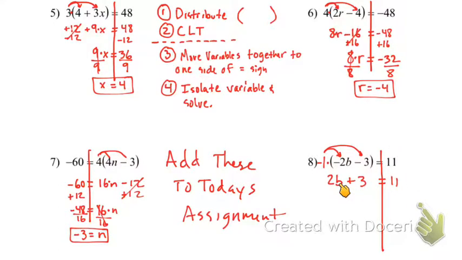Variables only on one side, so we go to step 4. I need to get rid of the 3 and the 2. So we want to get rid of the 3 first because it's adding, and we want to do addition subtraction first. So we're going to subtract 3 from both sides. We're left with 2 times b equals 8. And now we have to get rid of the 2. Since it's multiplying, we divide by 2 on both sides. This cancels, and we're left with b equals 4.